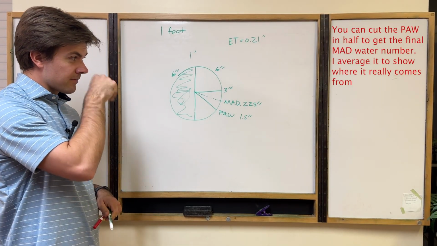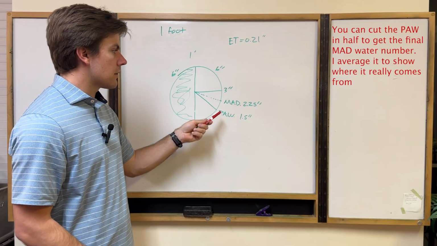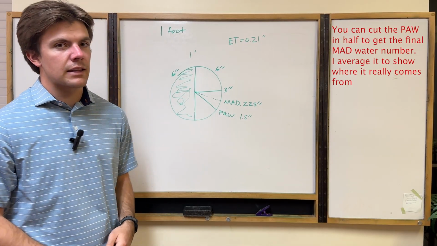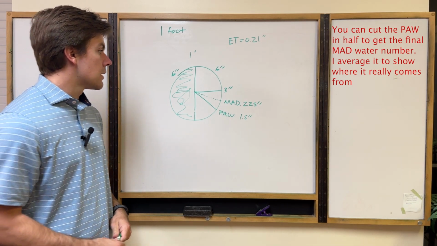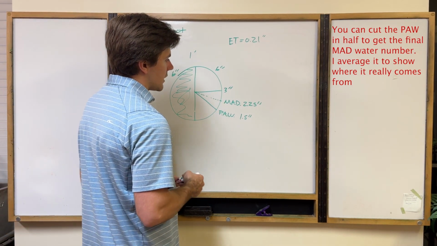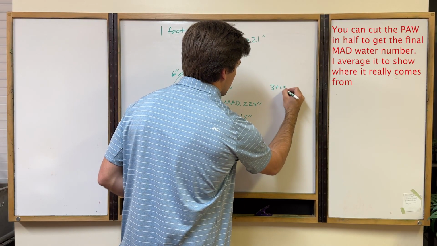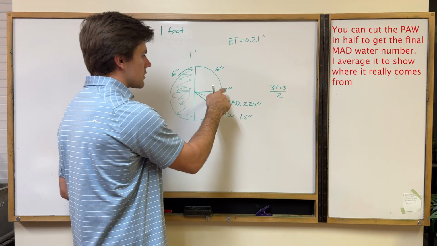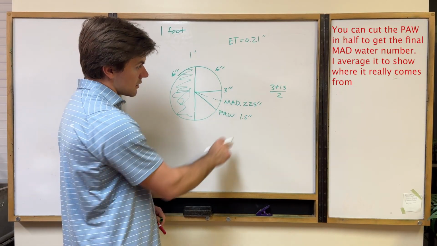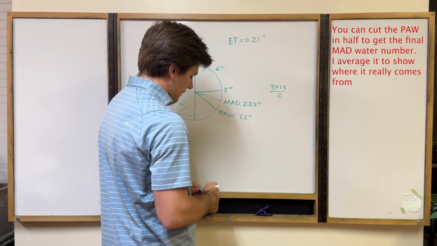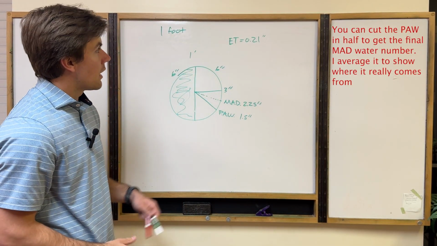So with that, the way I found this number, if you want to find the MAD water number, what I like to do is I just like to take the average of the field capacity and the PAW. So I just did 3 plus 1.5 divided by 2. That's the average of those two. It's going to get you the number that's in between both of those, which is 2.25 inches. So that's a little side note, but we're going to go back to calculating the ET.